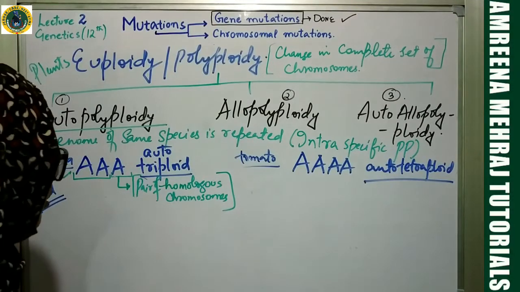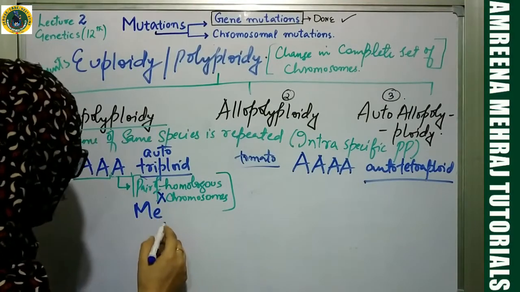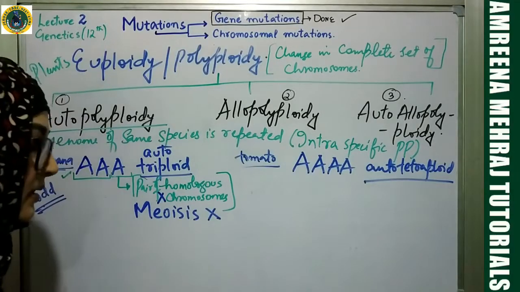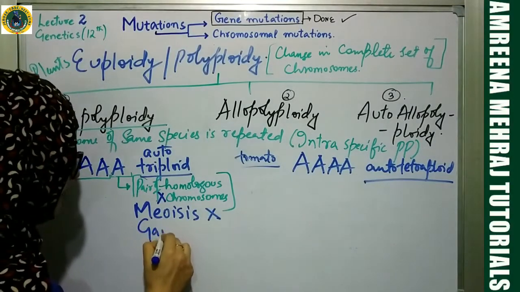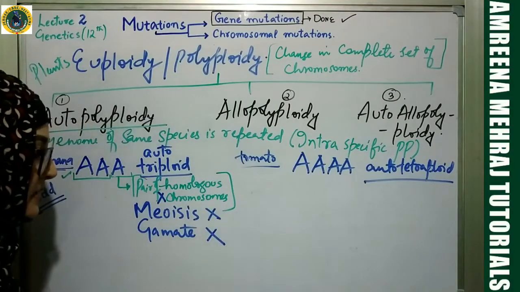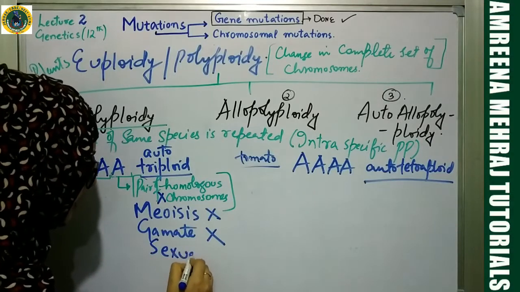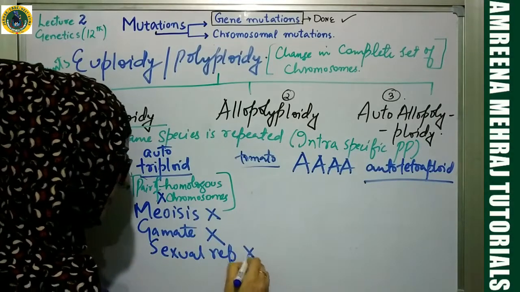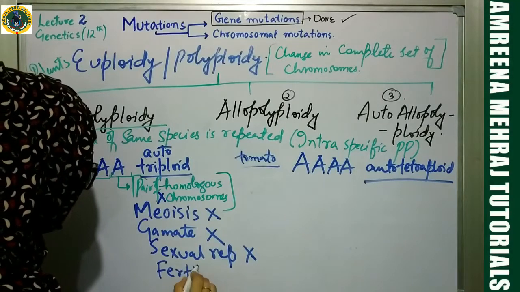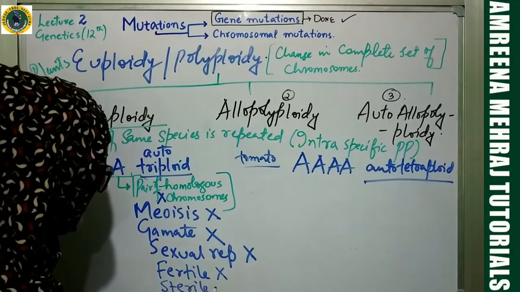When pairing of homologous chromosomes is not possible, is meiosis possible? Is it possible that they will perform meiosis? Meiosis is not possible. When meiosis is not possible, is it possible that they will form gametes? They cannot produce gametes. When they cannot produce gametes, can they perform sexual reproduction? No. Can we call these organisms fertile? No. What are they? They are sterile.